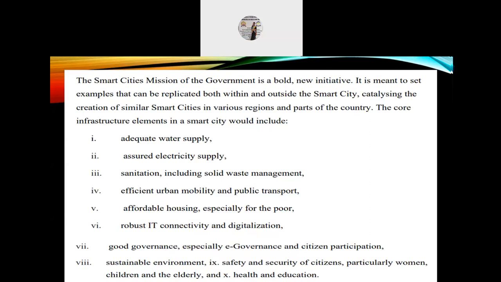sanitation, including solid waste management, efficient urban mobility and public transport, affordable housing especially for the poor, robust IT connectivity and digitalization, good governance especially e-governance and citizen participation, sustainable environment, safety and security of citizens, particularly women, children and elderly, and health and education.